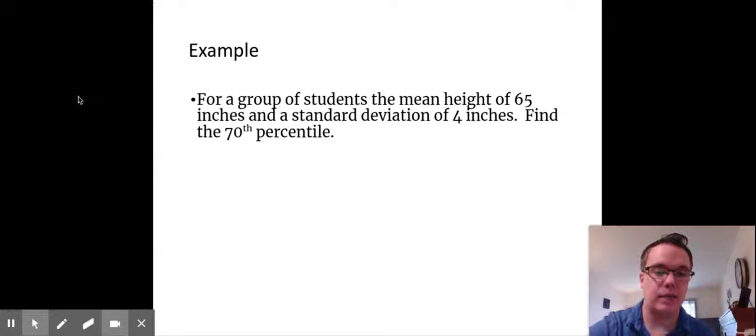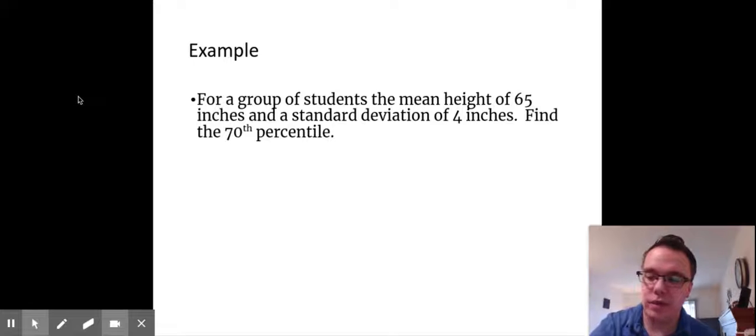Any percentile that's below 50% is standard deviations below the mean, so we're going to use the negative side. In this case, we're trying to find the 70th percentile, so I'm going to go to the positive side of my graph and look for the number that is closest to 0.70. I'm going to keep going until I find numbers that are closest to 0.70.